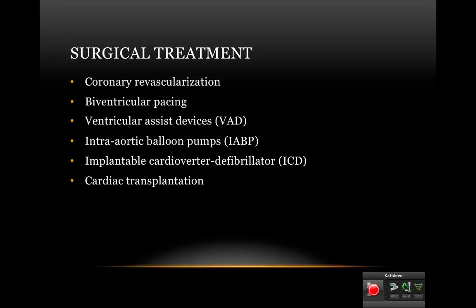Again, this is used with patients with a left ventricular ejection fraction of less than 35%. Most likely the criteria is that these patients have persistent mild to moderate heart failure despite being given ACE inhibitors and beta blockers. Intra-aortic balloon pump for decompensated heart failure. Ventricular assist device, again, for decompensated heart failure in unstable patients. And cardiac transplant.